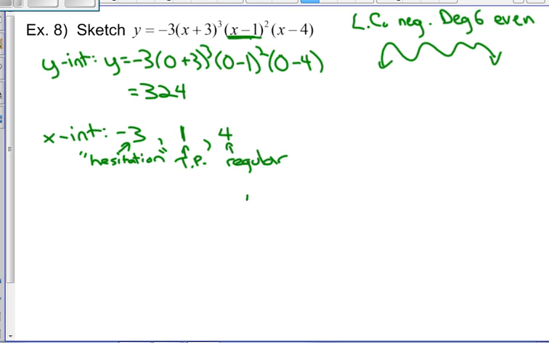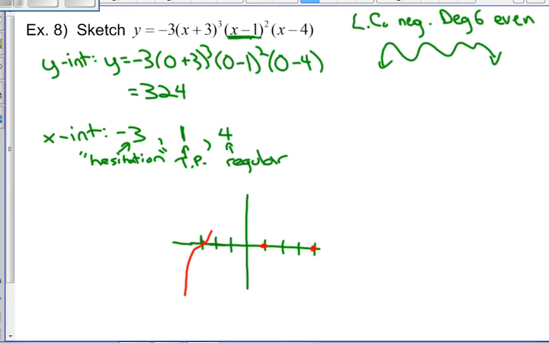Okay, let's set it up. 1, 2, 3 in the negative. 1, 2, 3, 4. I know that it's got to have this x-intercept, this one, and this one. I know that in the long run it goes down. Now let's make sure I'm going to come at it properly. That first one is a hesitation. So it comes from below and it hesitates, but then it pulls through.